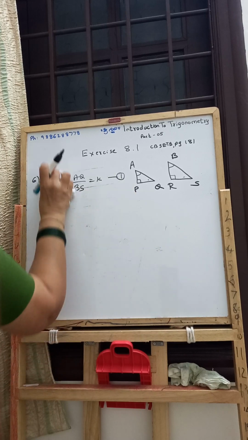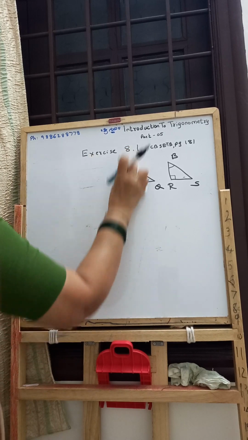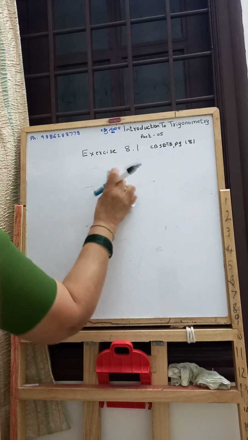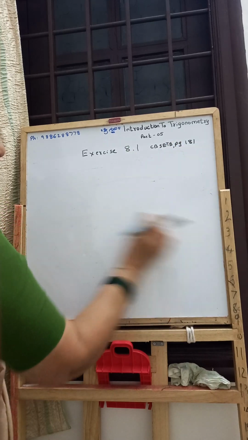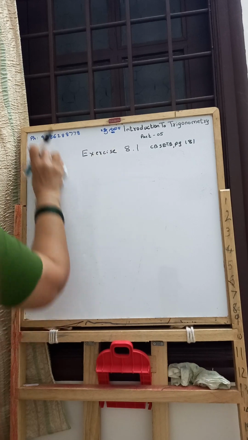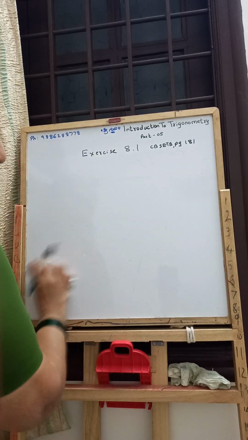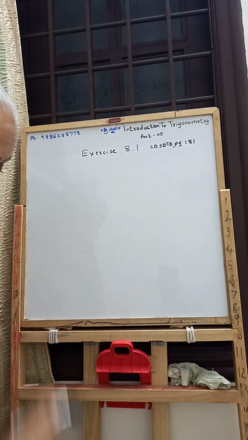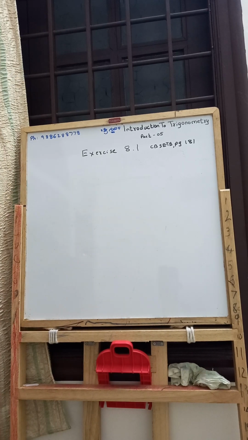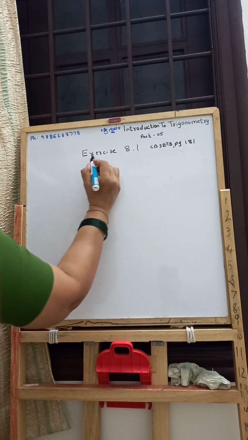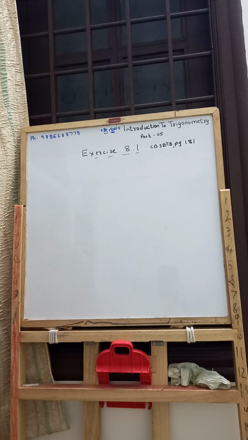Now the question 7. These questions are same in state syllabus also. Don't think that this is the only syllabus, CBSE syllabus I am solving. Exercise number may be different in state syllabus book. Then the 7th question.